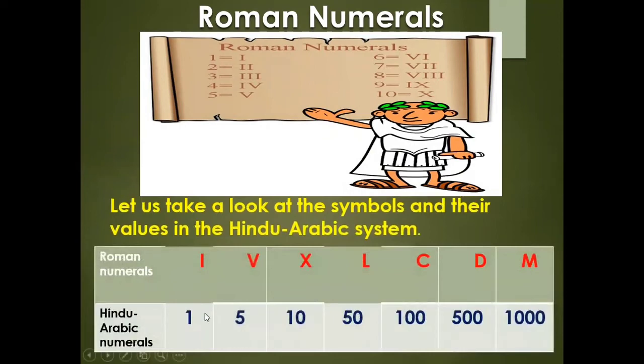I is used for 1, V is used for 5, X is used for 10, L is used for 50, C is used for 100, D is used for 500 and M is used for thousands. And various combinations of all these letters are used to make different numbers. Now there are 4 rules which we have to follow when we are making Roman numbers. Let's see the rules.